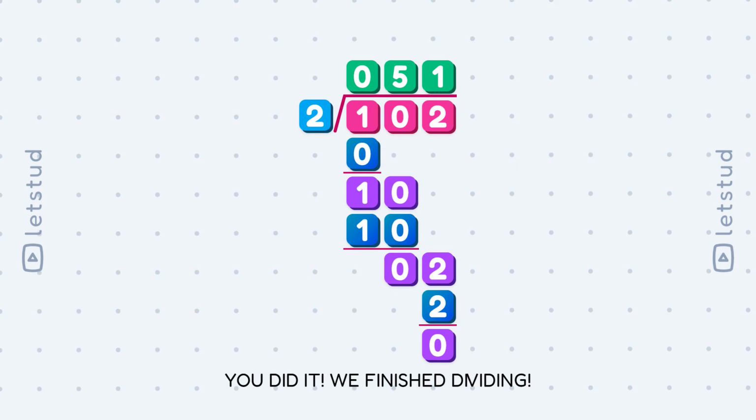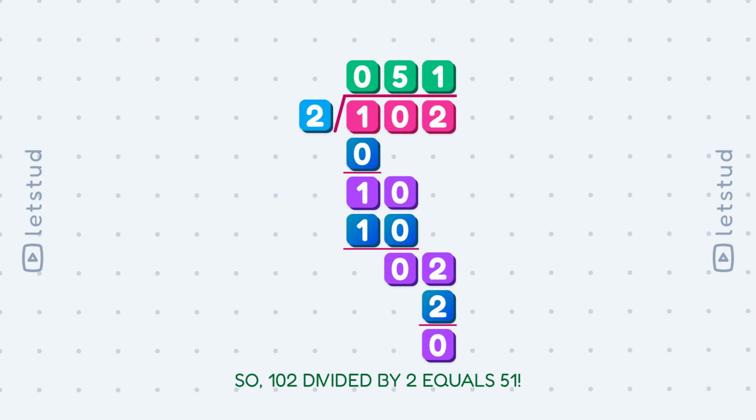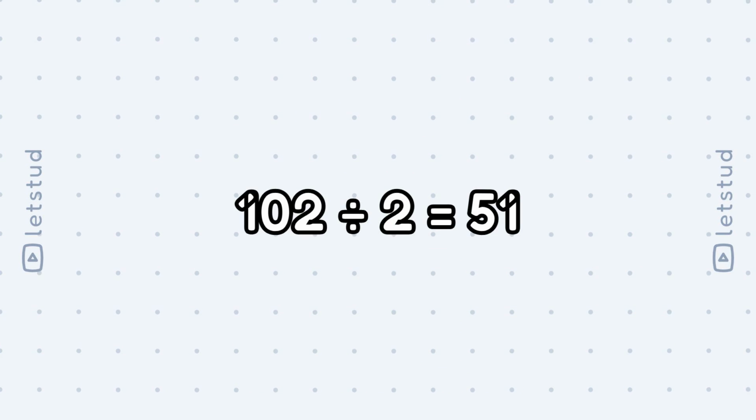You did it, we finished dividing. And that's how you divide 102 by 2. Our answer is 51. So 102 divided by 2 equals 51. We just learned how to do long division with a 3-digit number.